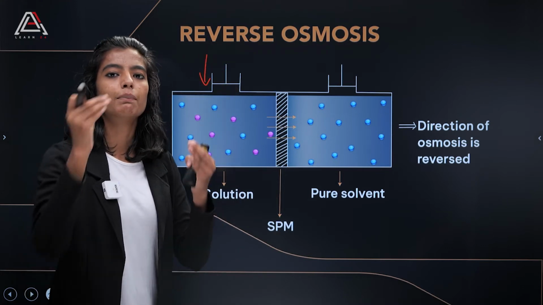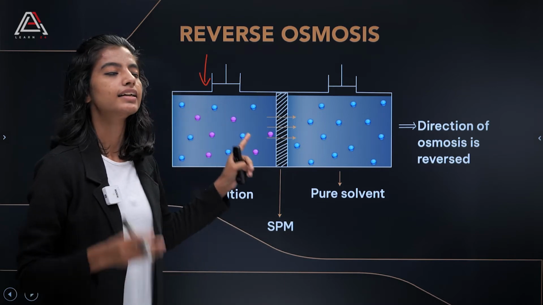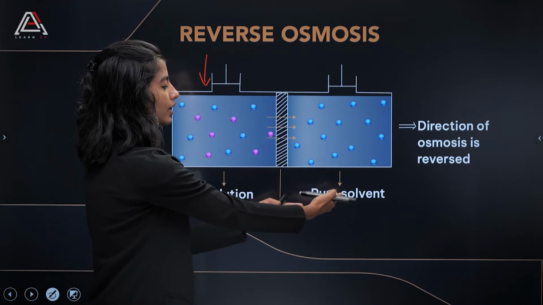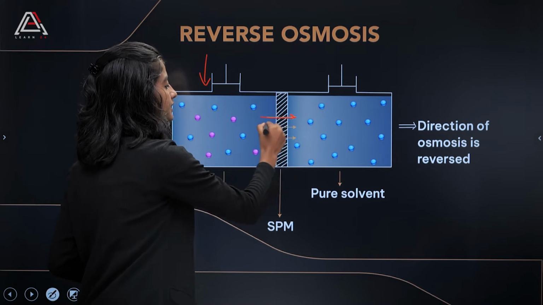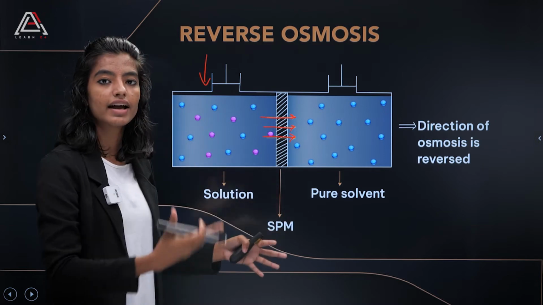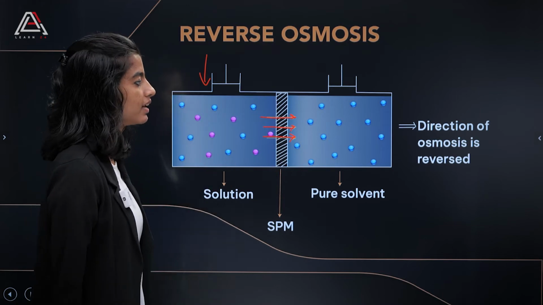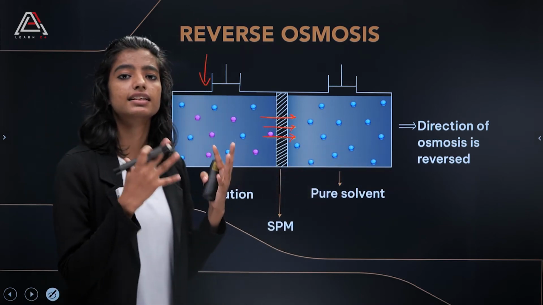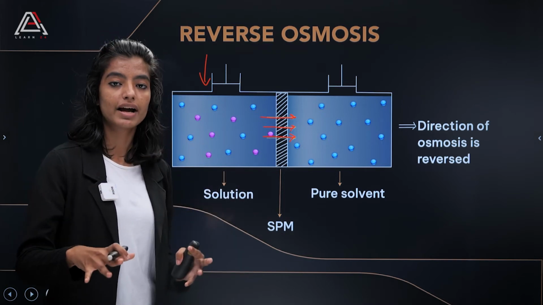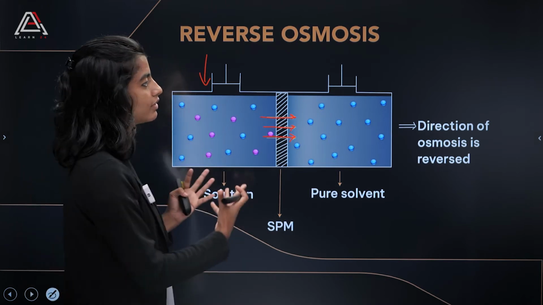Now, when I apply some more pressure which is greater than this osmotic pressure, the solvent will move from the solution side to the pure solvent side. The solvent particles move from the solution side to the pure solvent side when the applied pressure is greater than osmotic pressure. The direction of osmosis is just reversed by applying pressure greater than the osmotic pressure. It's called reverse osmosis.